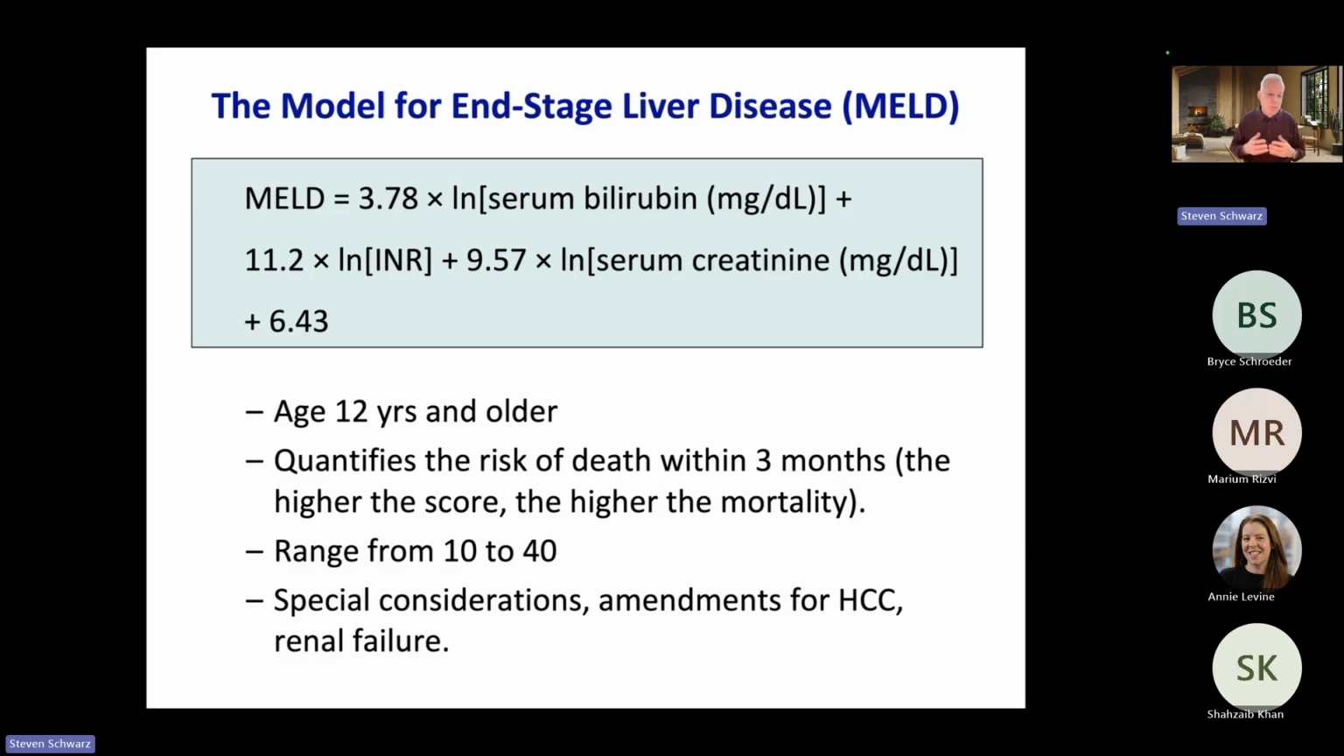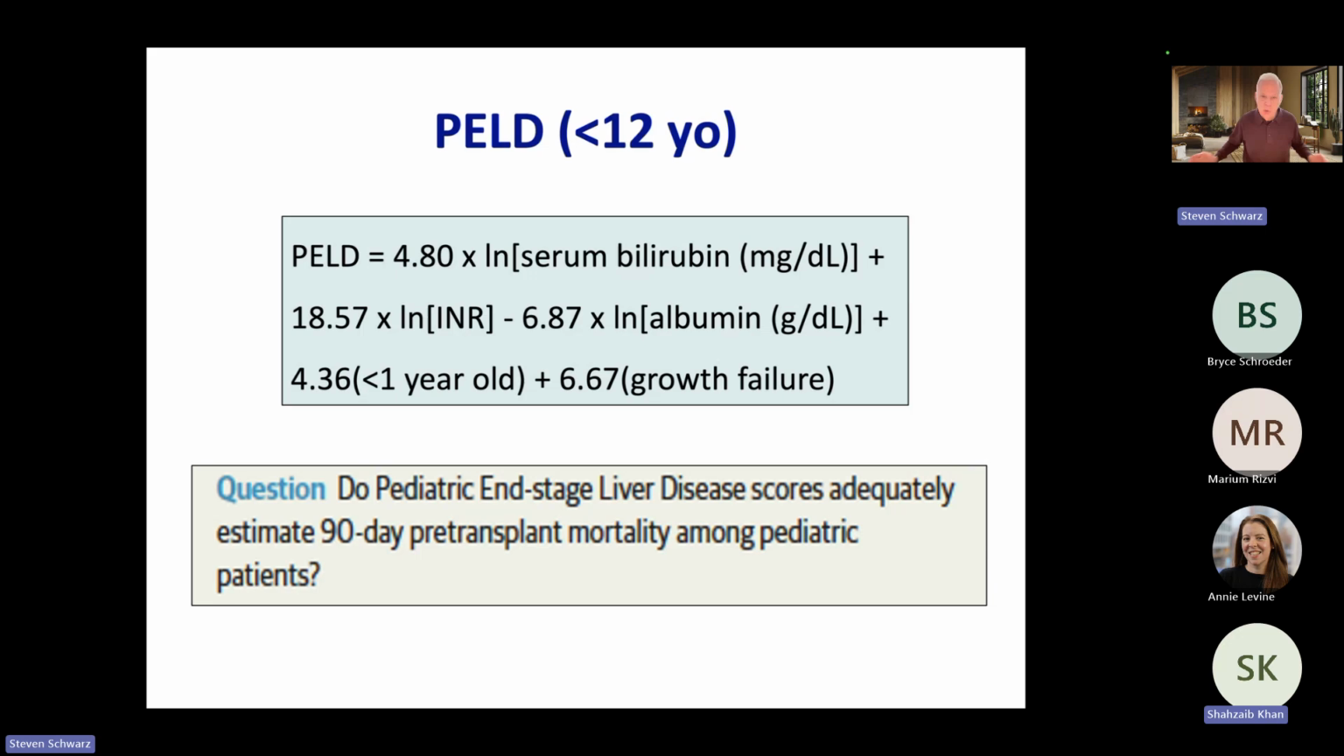And then there are special considerations. Amendments for hepatocellular carcinoma, for example. Patients with HCC may undergo transplantation without going into liver failure just based on the diagnosis. And of course, then patients with renal failure, either pre or both pre and post transplant, becomes a real problem. The PELD score we need to know?